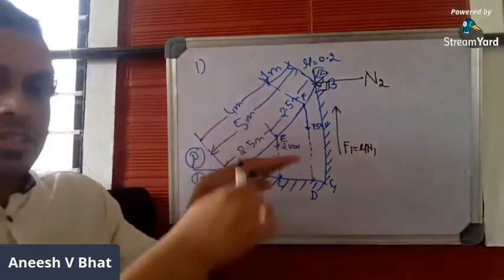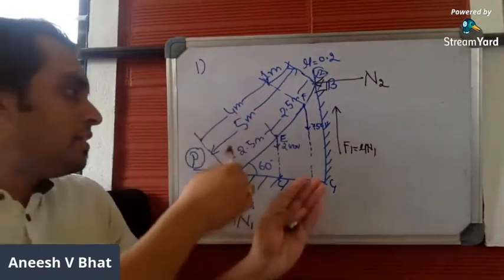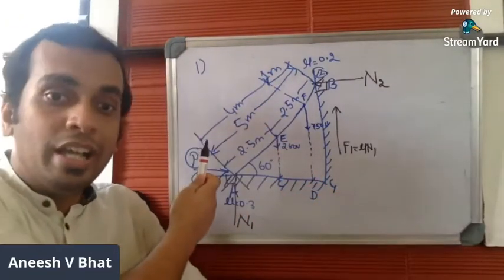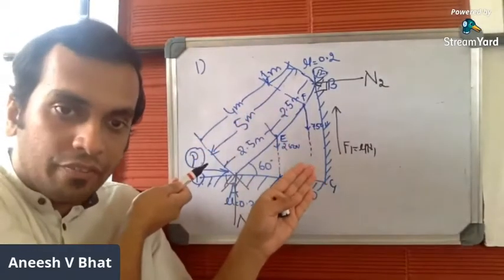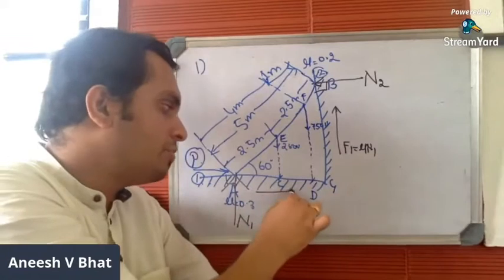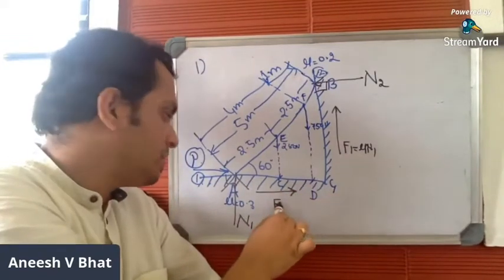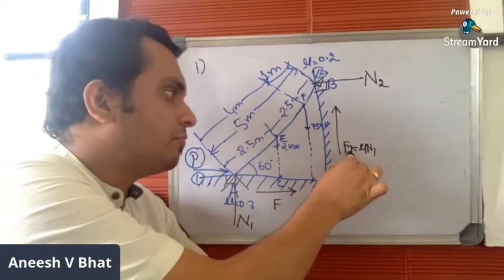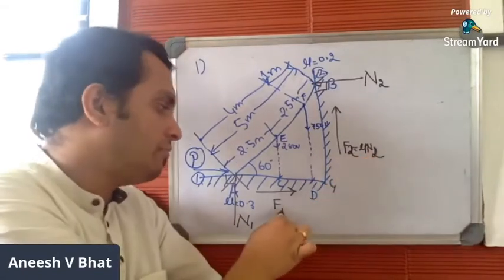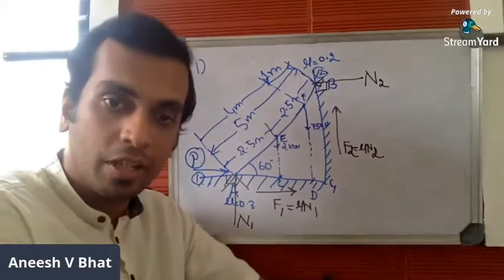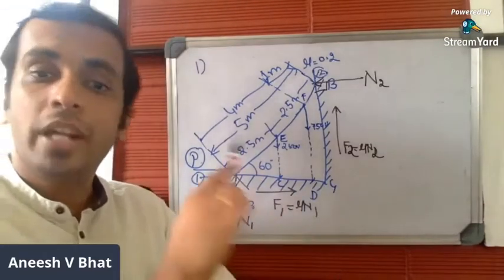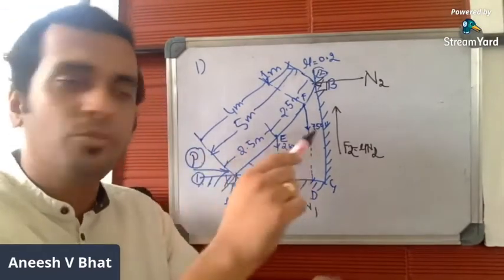Similarly, if the ladder slips down, the trend of motion of the ladder at the wall is horizontal to the left. So the frictional resistance will be acting horizontal to the right. Let me name this as F2. This is F2, mu into N2. This is F1, mu into N1. So we have marked the frictional resistance as well. So we have marked all the forces.